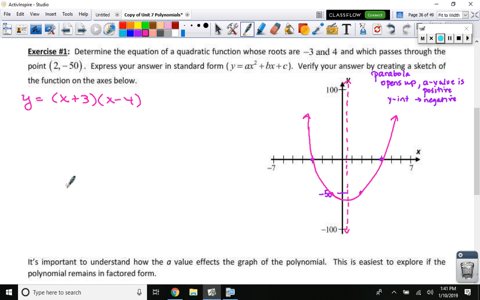Type it in. Check your table. How are we looking? Is negative 3 a 0? Is 4 a 0? Yes, we're feeling good about that. Is (2, -50) on this graph?